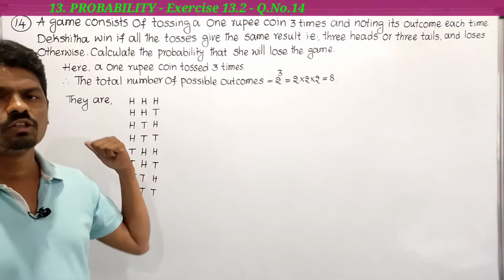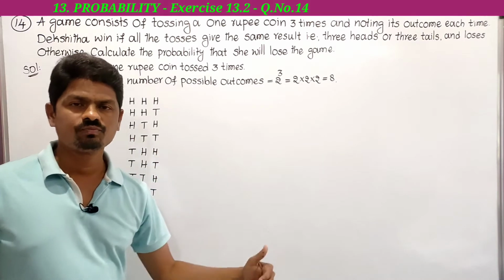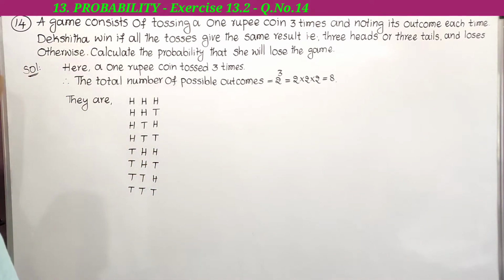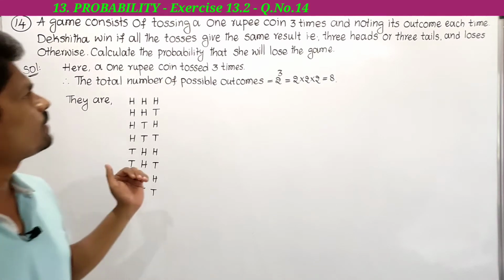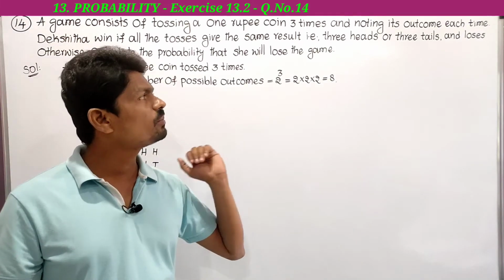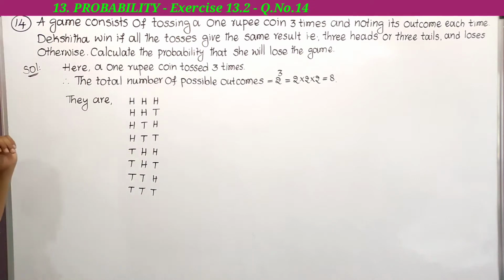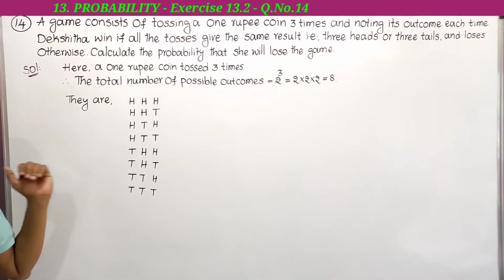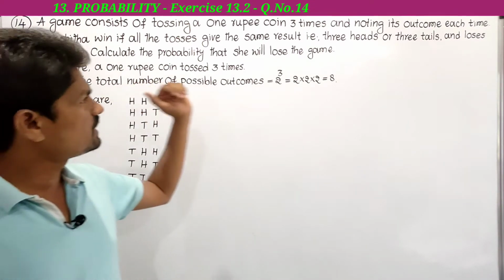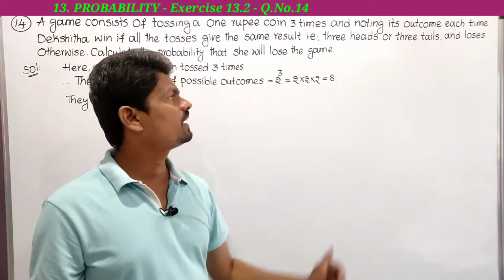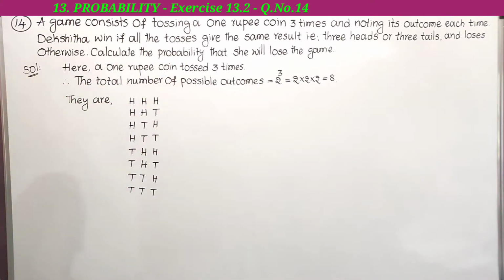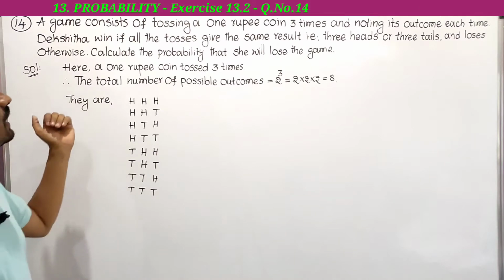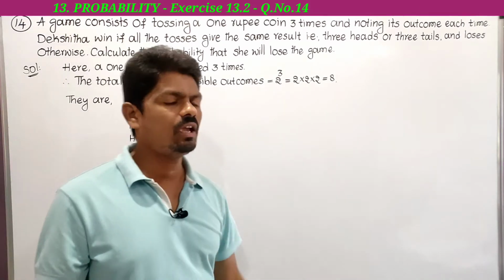So this is the 14th problem in exercise 13.2. See here what he is asking. A game consists of tossing a 1 rupee coin 3 times and noting its outcome each time. Dikshita wins if all the tosses give the same result, that is 3 heads or 3 tails, and loses otherwise. Calculate the probability that she will lose the game.